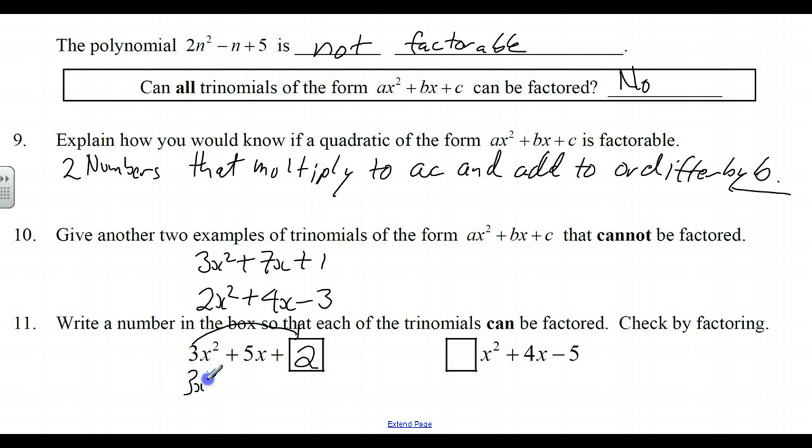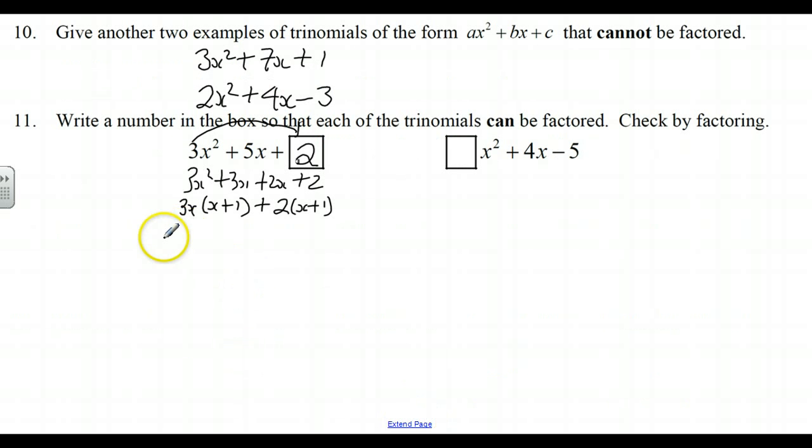So 3x squared plus 3x plus 2x plus 2. 3x is the common factor, giving you x plus 1, and 2 is the common factor. And remember, we need this common binomial factor. And that's equal to x plus 1 and 3x plus 2.